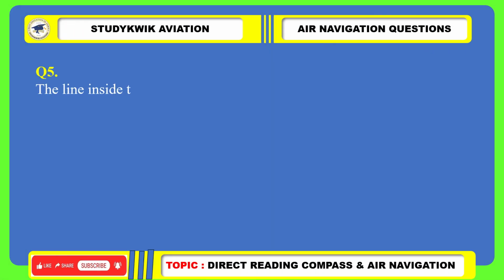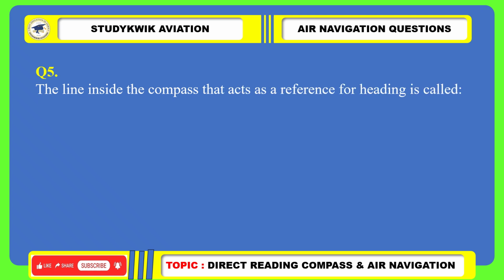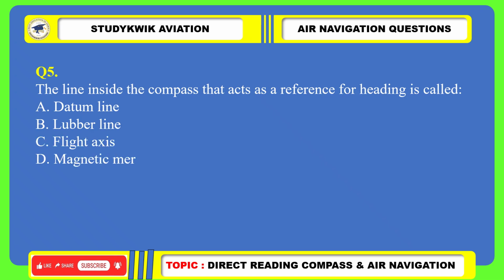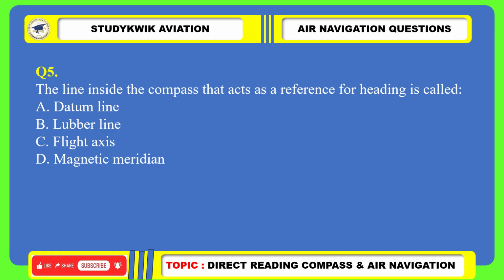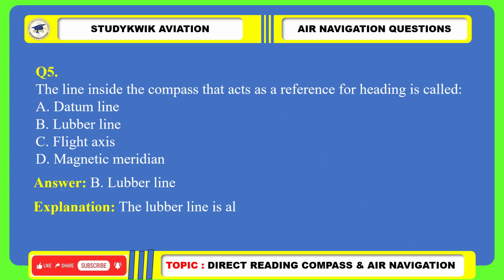Question 5. The line inside the compass that acts as a reference for heading is called datum line, Lubber line, flight axis, magnetic meridian. The correct answer is B. Lubber line. The Lubber line is aligned with the aircraft's longitudinal axis.